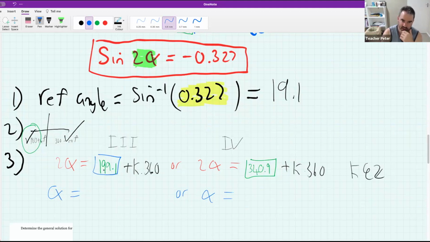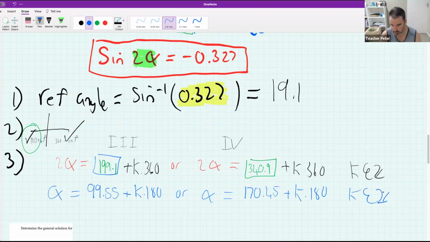So I think I need to divide both sides by 2. So I get, what's that divided by 2? It's 99.55 or 99.6 if I was rounding off, but I have to divide this by 2. So I get k times 180. Because remember, I'm dividing the whole side. What am I going to get for this one? And divide this by 2. It's going to be 170.45 plus k times 180, where k is an element of the integers.